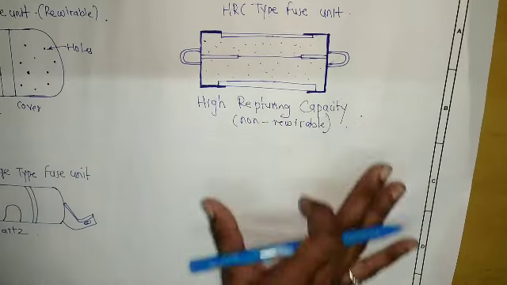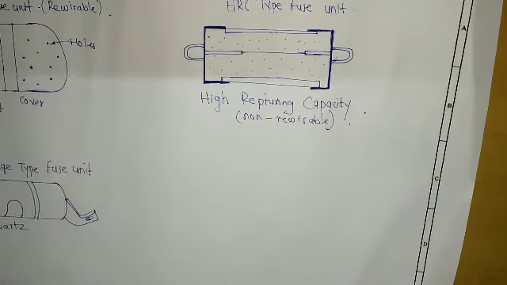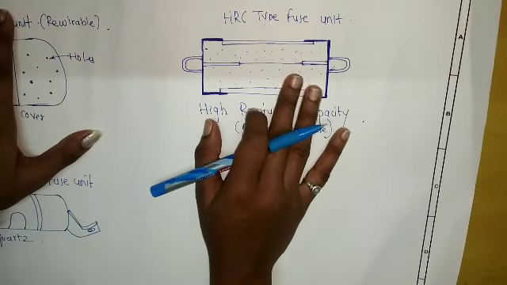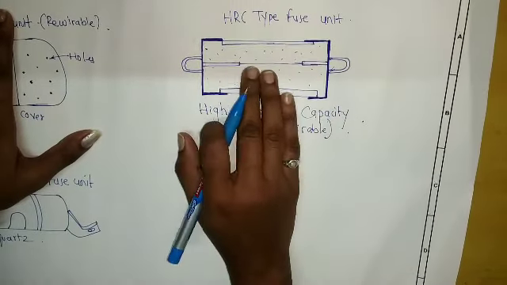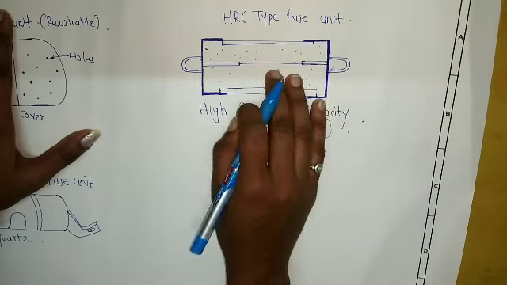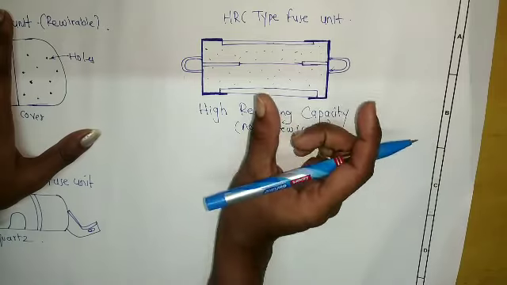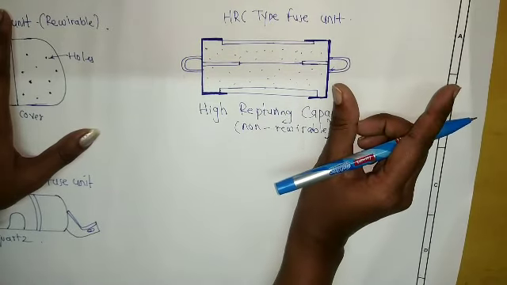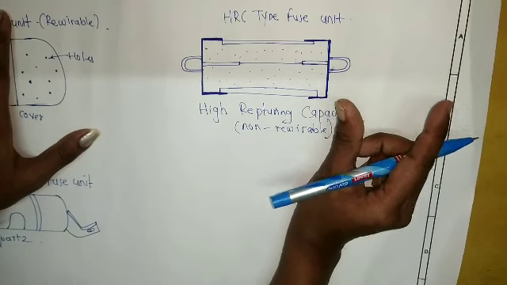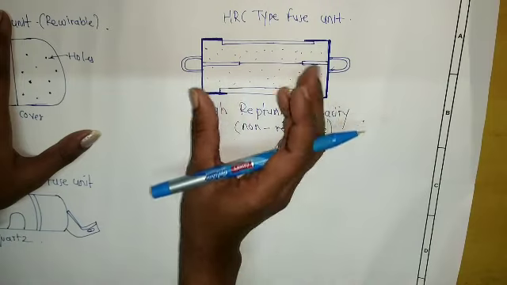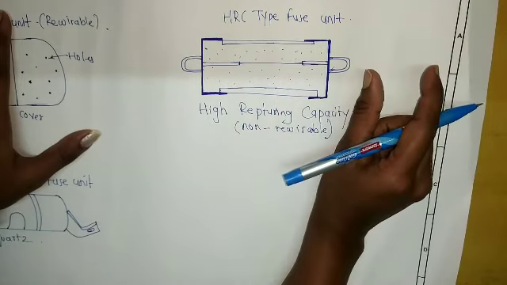So this is about the HRC fuse unit. I hope you have understood. So the main difference is only one here: this fuse wire allows the heavy current, that means overcurrent, to flow for a certain period of time. But in that time, if the fault is cleared, then our overcurrent will come back to normal. But it must happen in that particular time period only.